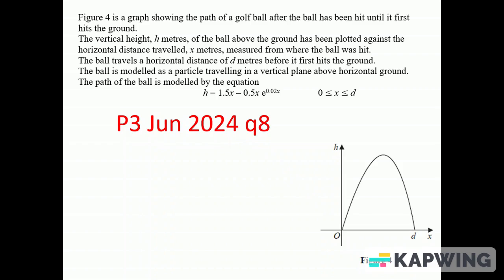This is the P3 June 2024 question answer, sort of modelling questions. We've got a golf ball, a lot of words here, but basically somebody skies the golf ball, I think, and then it goes up and falls back down to the ground at this place where the x value is d, and h on the y-axis is sort of modelling its height. It gives us the equation, but it's got an e in it, so it's not quadratic.